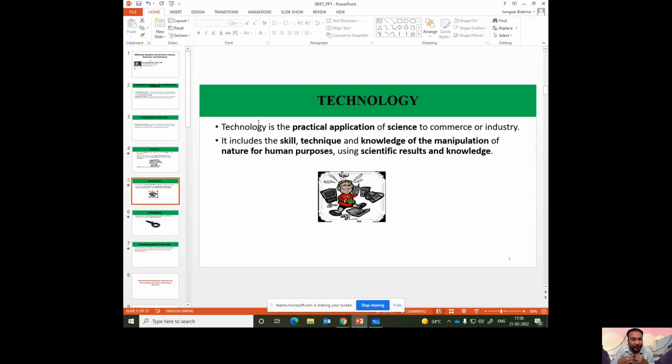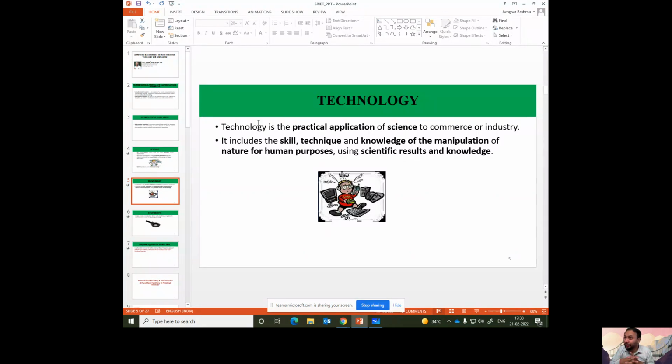It means what? I need to observe the natural process, which was called a science. Then I am trying to manipulate it as per the requirement of the human purpose. For the benefit of the society, I need to manipulate it. Means I can develop some skill, I can develop some techniques, right? I can develop some new idea. This is called a technology.